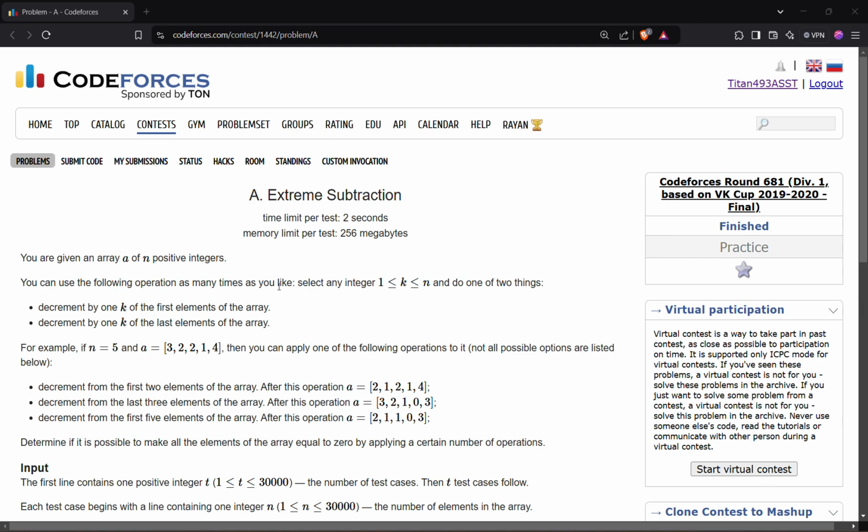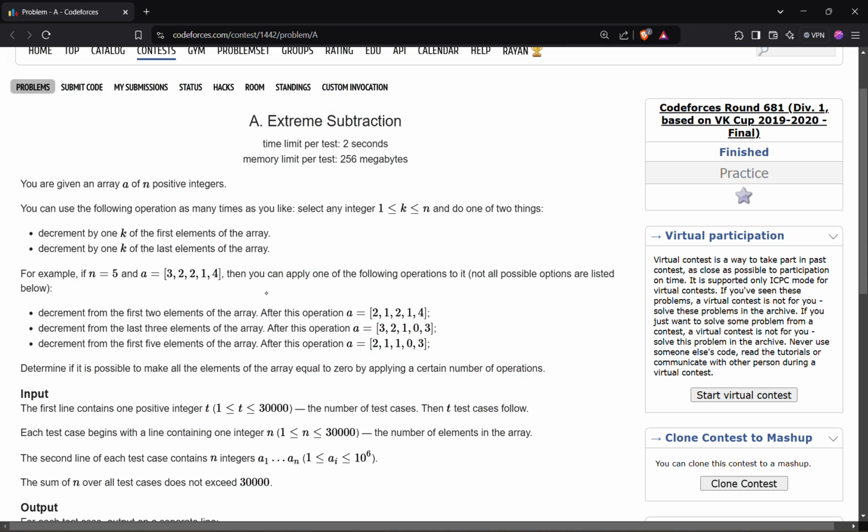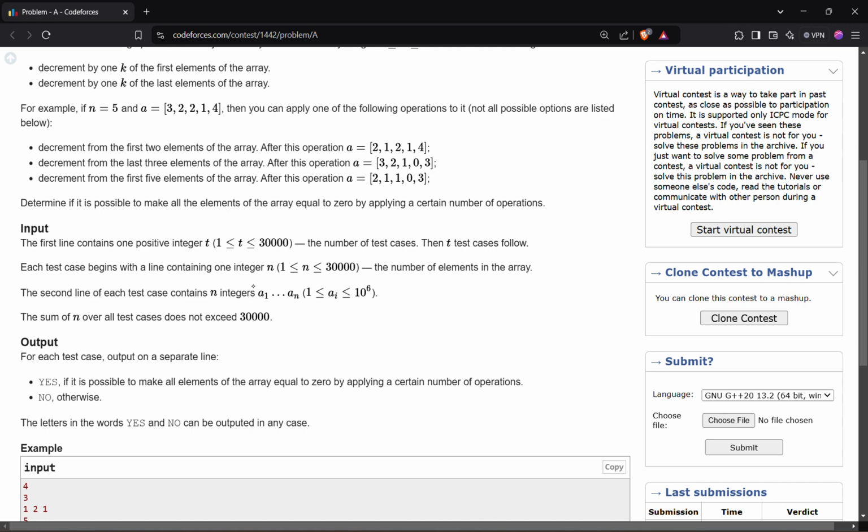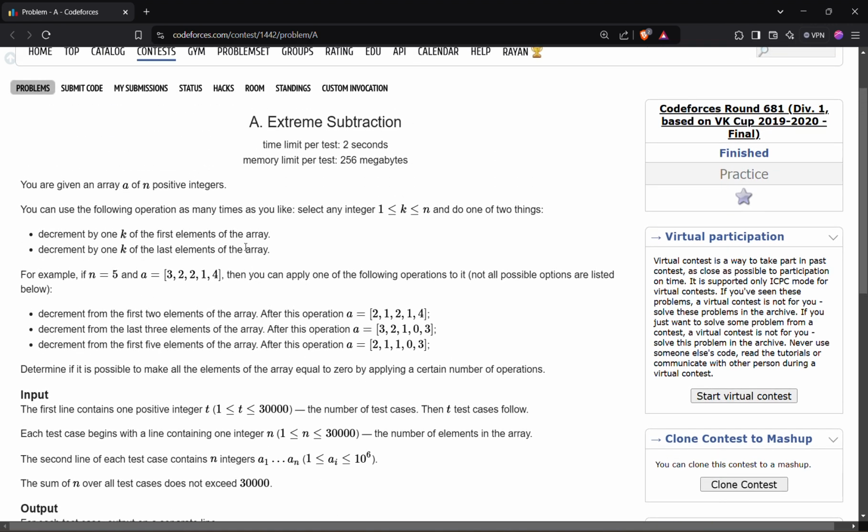Today we will be taking a look at this question called Extreme Subtraction from a Codeforces Division 1 round, which was held long back ago. I definitely, as always, recommend you to try this problem on your own. It is a really good problem, I would say.